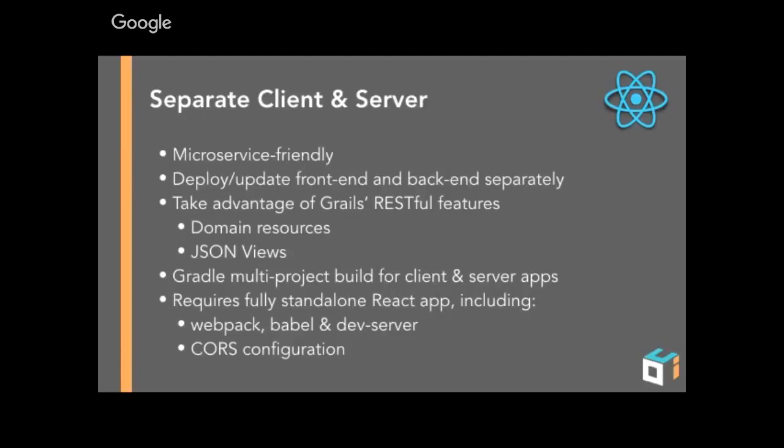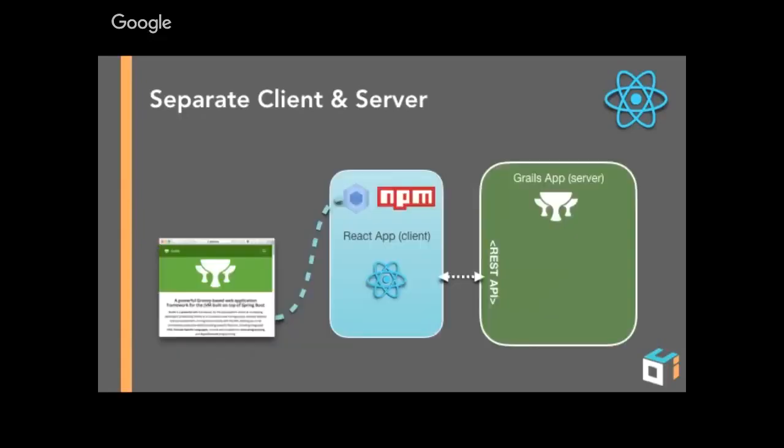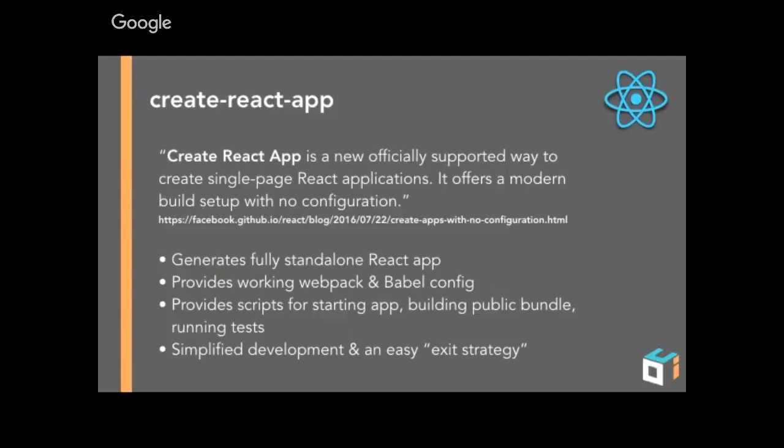Okay, the final thing we're going to cover tonight is separating the client and the server entirely, having a separate React application for the front end and a separate Grails application for the back end. Very common pattern. Grails has a lot of great features to support this. It does require a standalone React app, which can add some complexity, and you have to configure cross-origin and things like that. It would look something like this. We have our Grails application and our React application, communicating over a REST API.